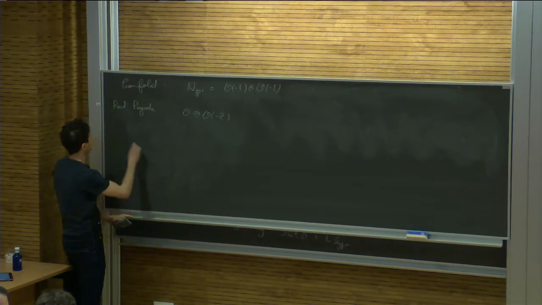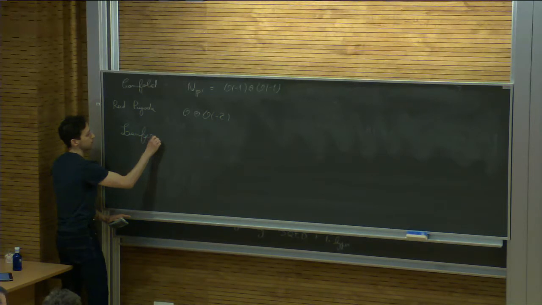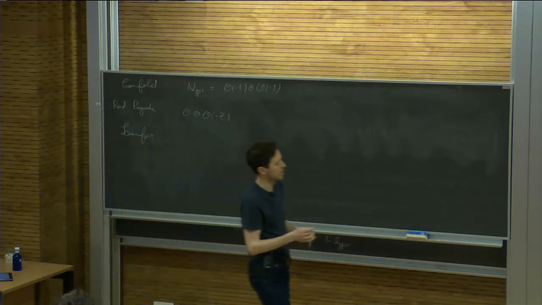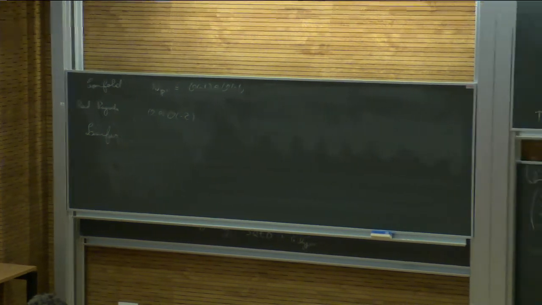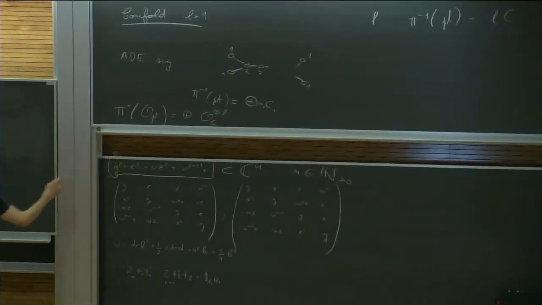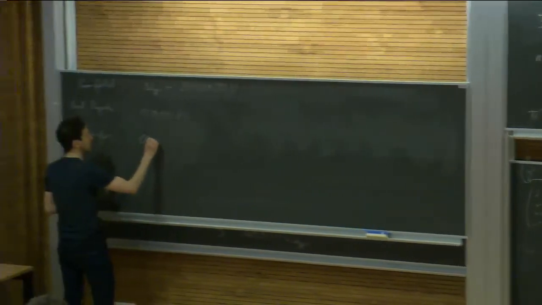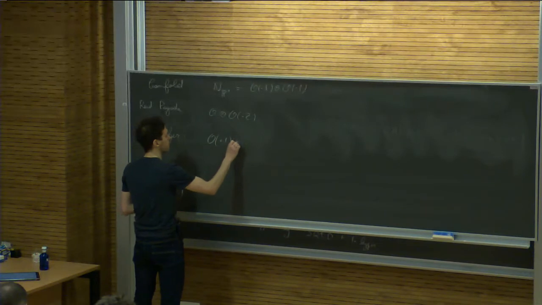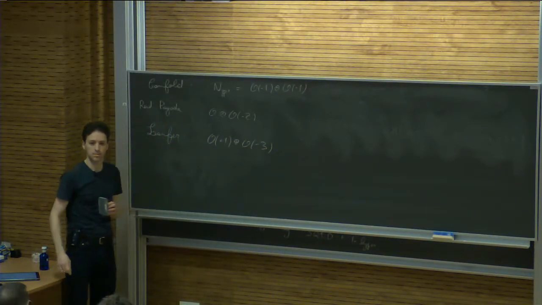Now, these examples are known as Laufer's examples. And by the way, n is any integer you want. So this is a discrete series of examples. They have something very strange. The normal bundle is actually not strictly negative.